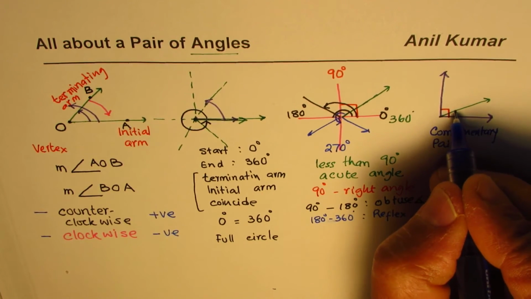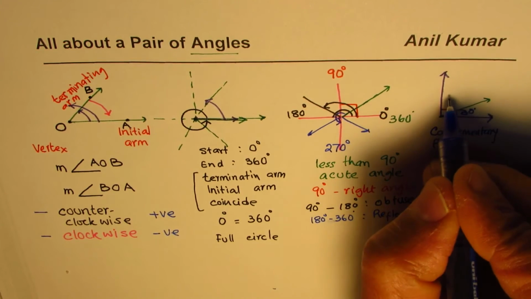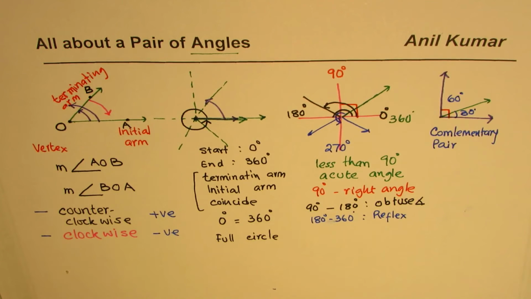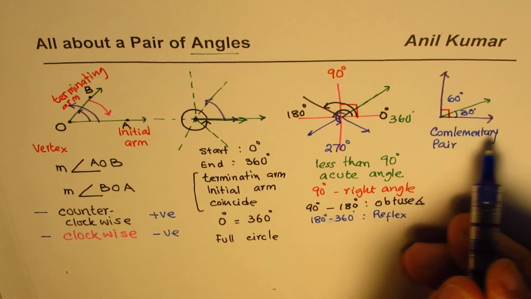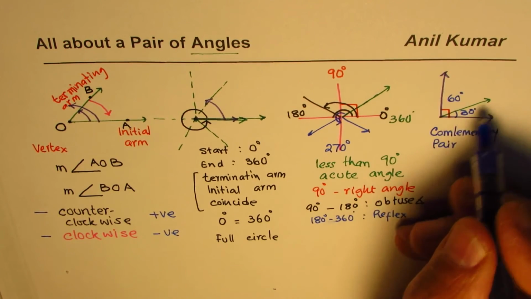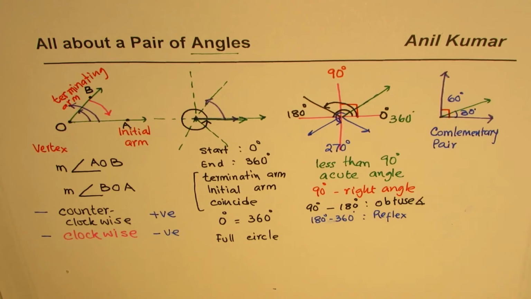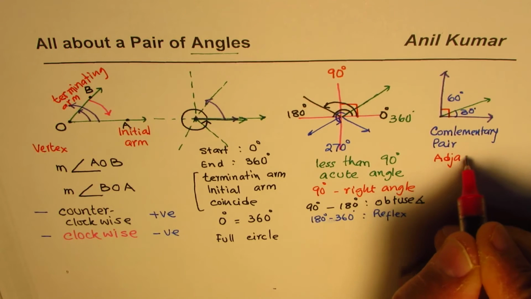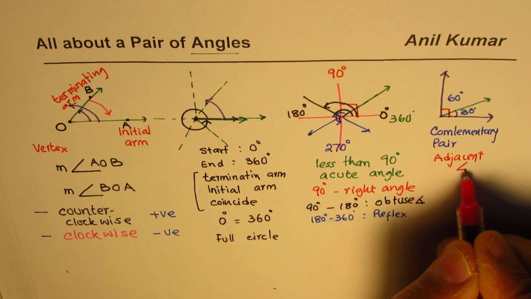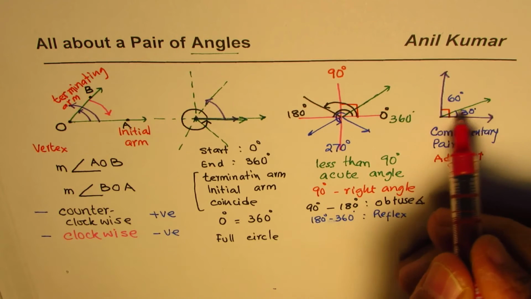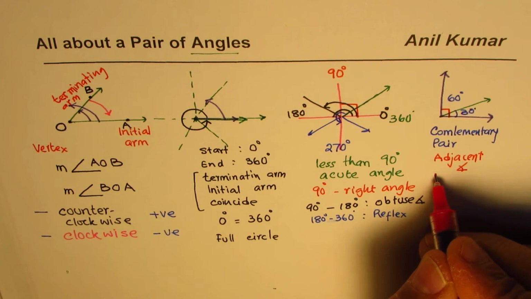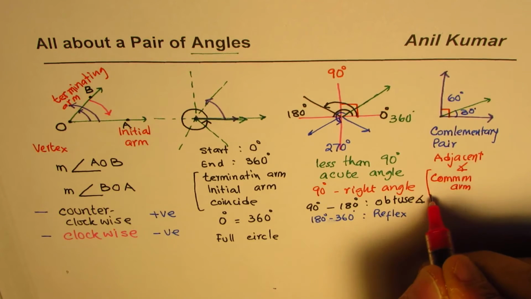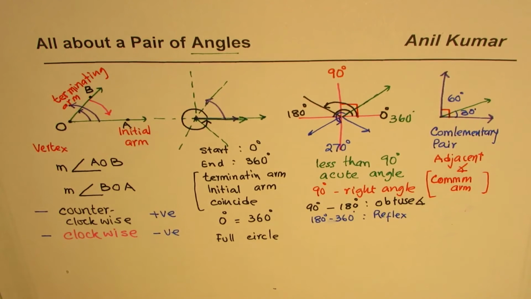For example, if this angle is 30 degrees and the other angle is 60 degrees, if you add them up, you get 90 degrees. So they form a right angle. So that is called a complementary pair of angles. And when we put them side by side, we refer to them as adjacent angles. So adjacent angles are the angles which are placed with a common arm. That is important to understand. Adjacent angles will have a common arm.